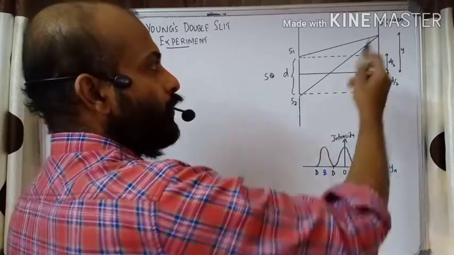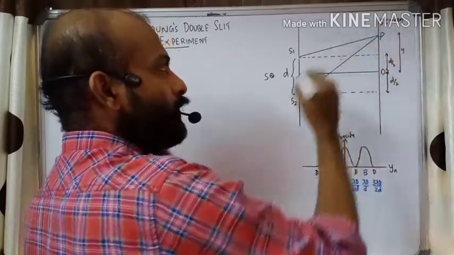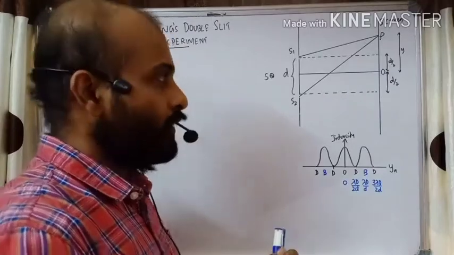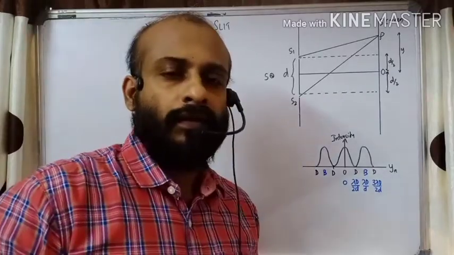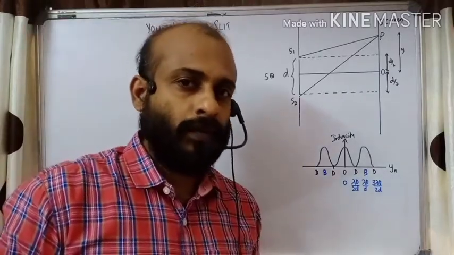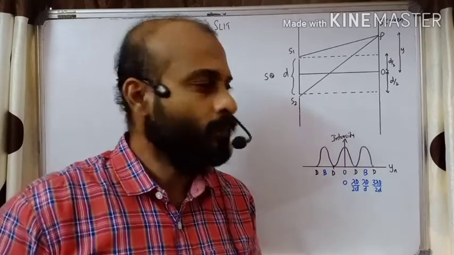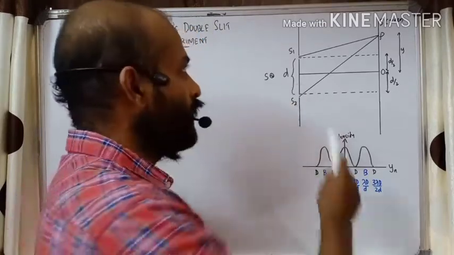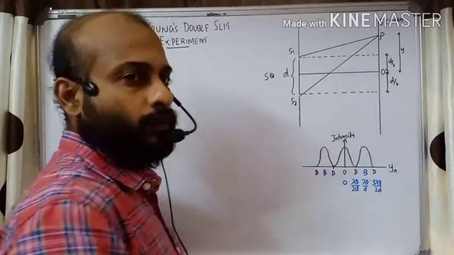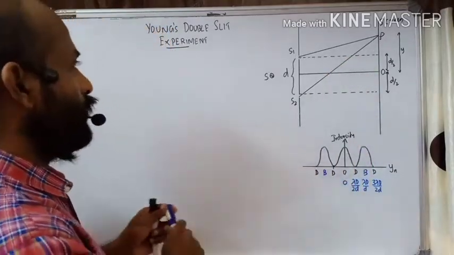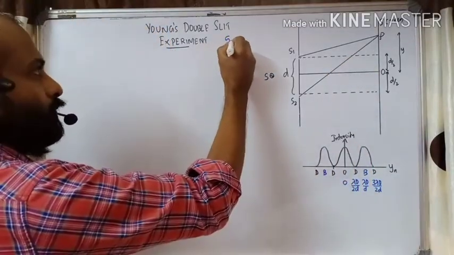We can name the point P. At the point P, we need to find the path difference. The point P can be either dark point or bright point. That depends on the path difference. Okay, so we are going to see the path difference between S2P and S1P. So we need to find S2P minus S1P. This is the path difference.